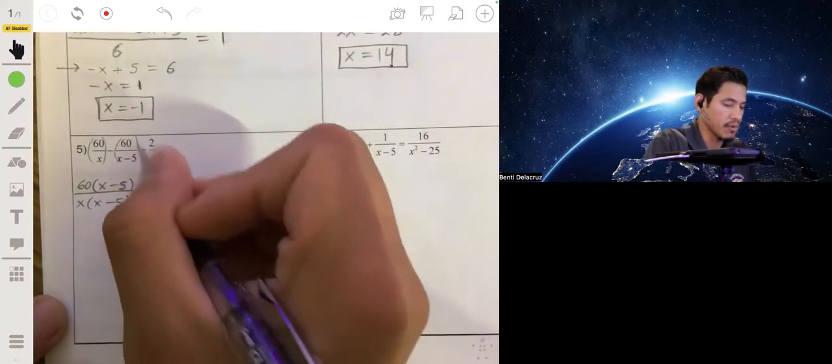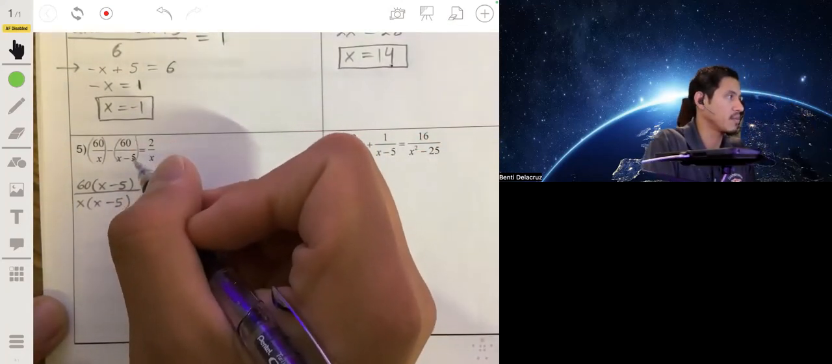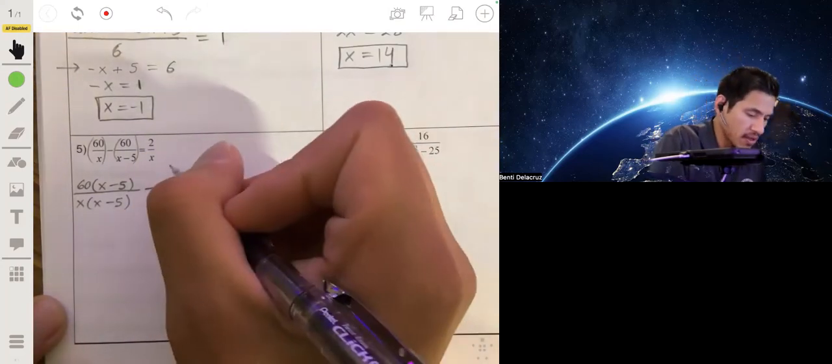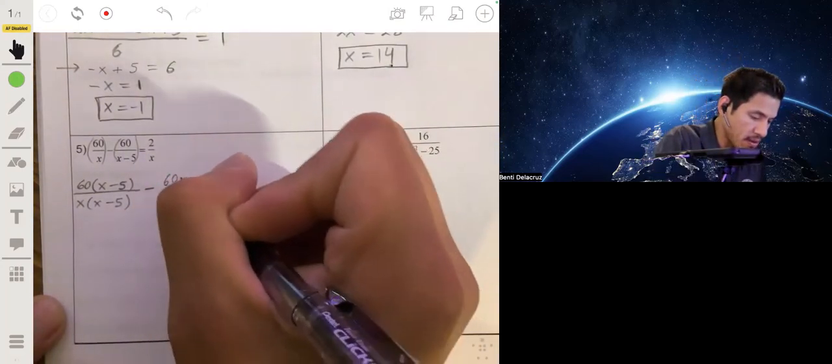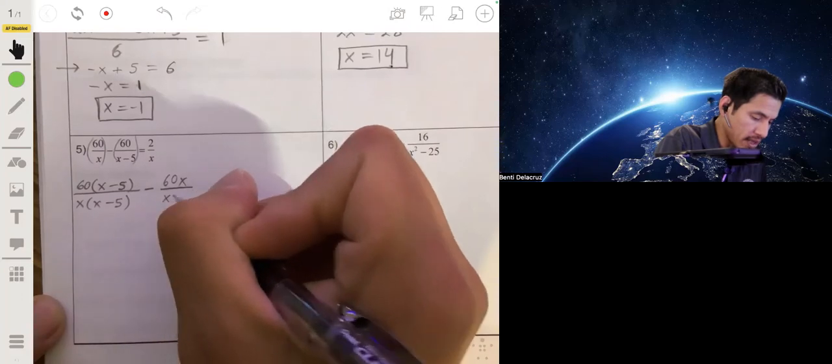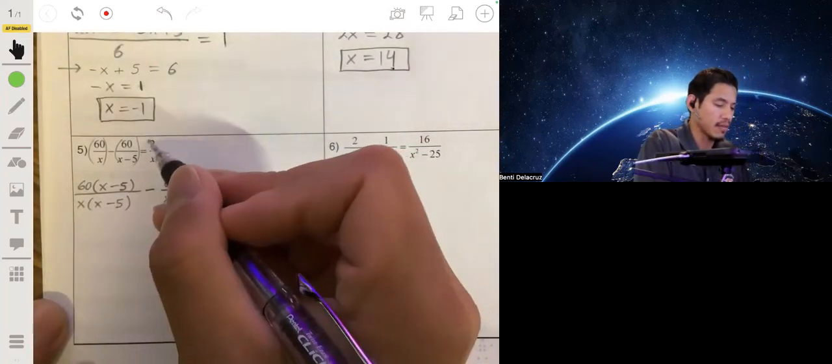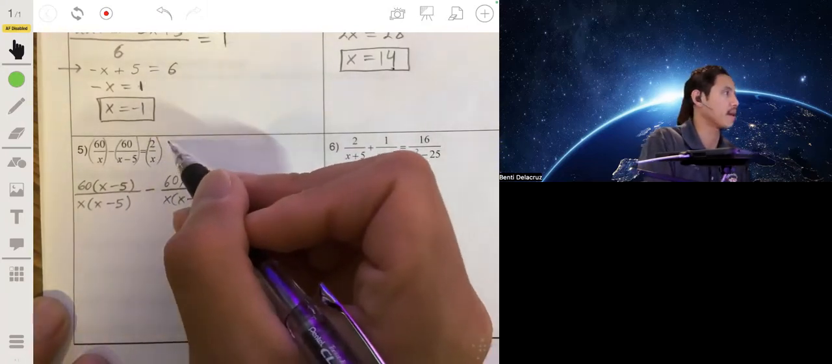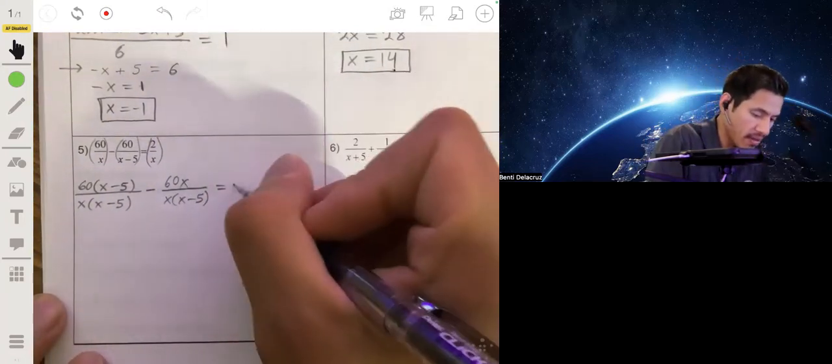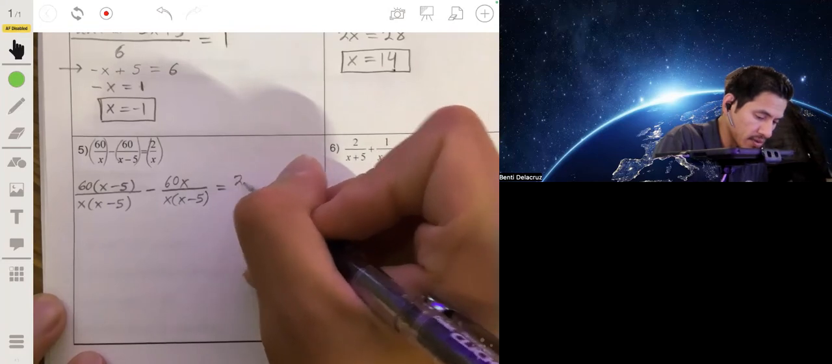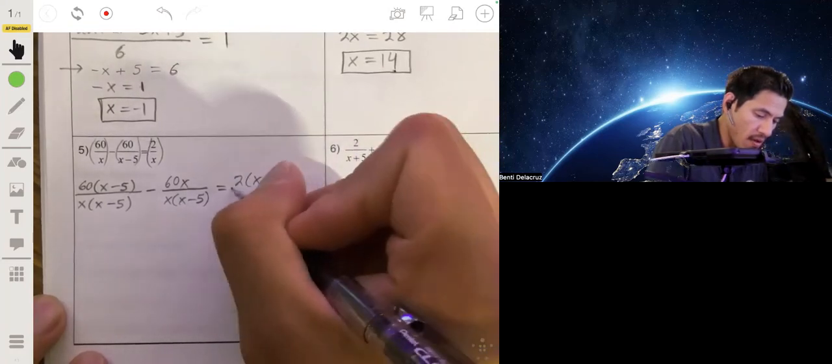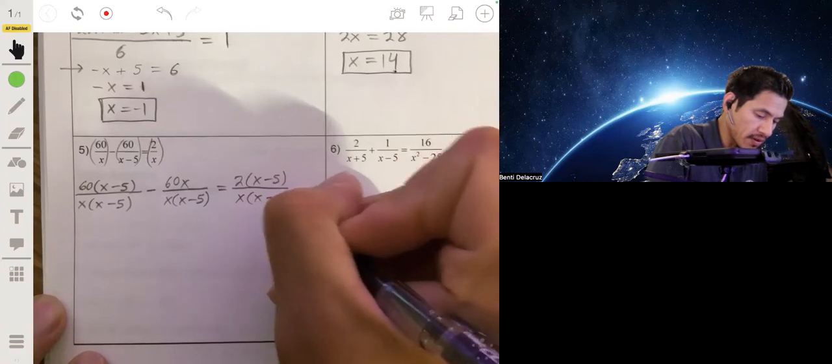Now, this second group, we're only missing the x in the denominator, so we're going to multiply by x over x. So you're going to have a 60x over an x times an x minus 5. And 2 over x, you're going to multiply by x minus 5 over x minus 5. We're going to have 2 times an x minus 5 over an x times an x minus 5.